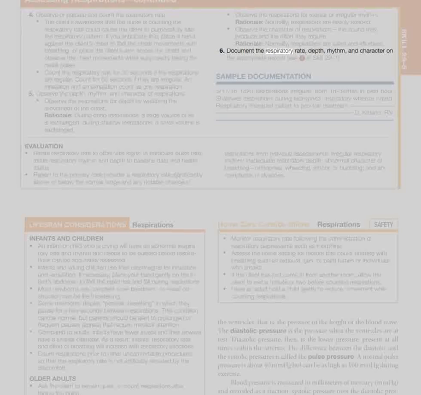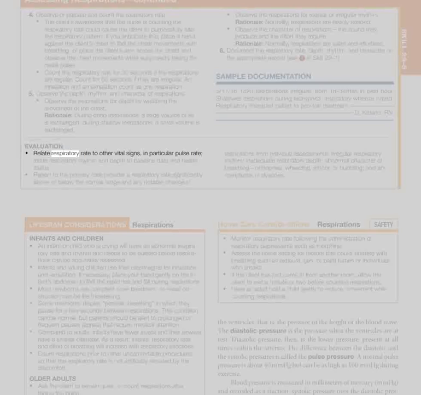6. Document the respiratory rate, depth, rhythm, and character on the appropriate record, see Skill 29-1. Sample documentation: May 17, 1613, 20 respirations, irregular, from 18 to 34 per minute in past hour. Shallower respirations during tachypnea. Inspiratory wheeze noted. Respiratory therapist called to provide treatment. D. Cadano, RN.